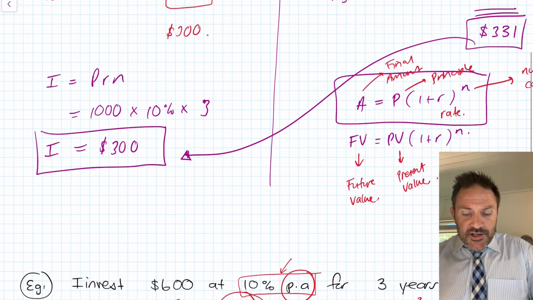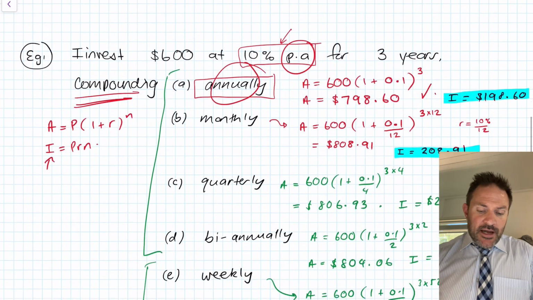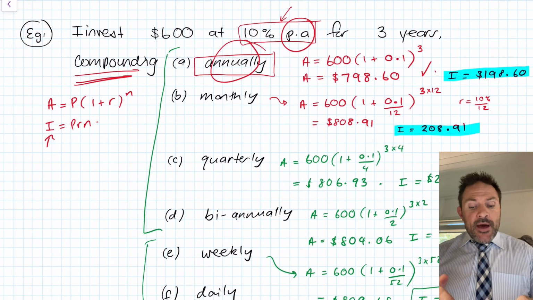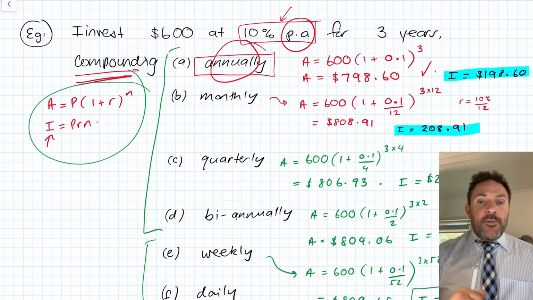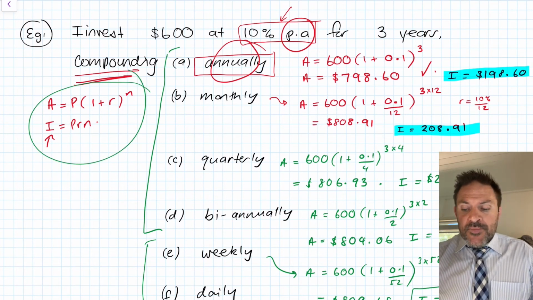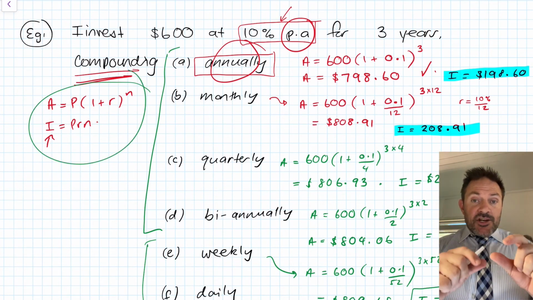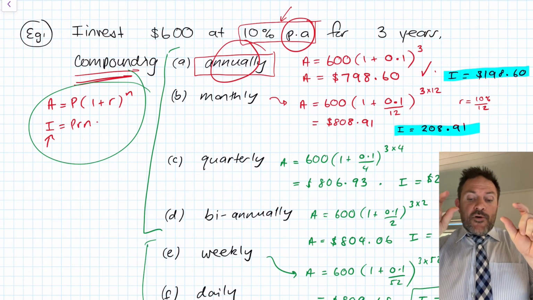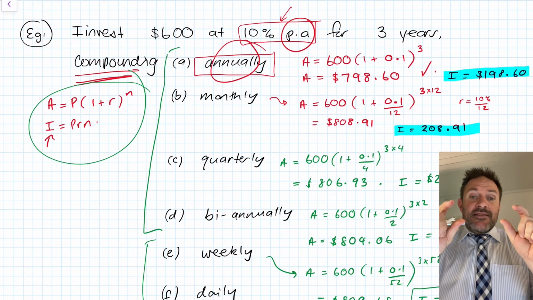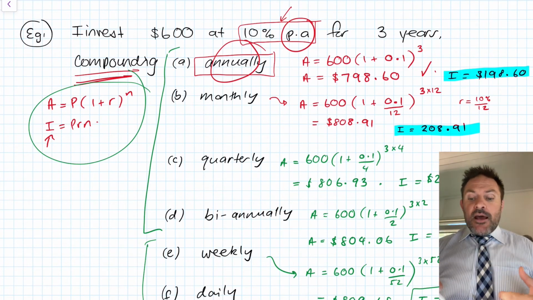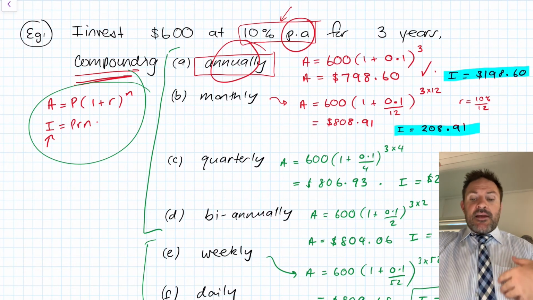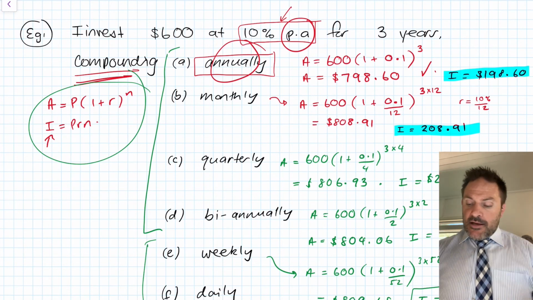So in these questions, okay, I'm going to come back to this one here. Always look for that word compounding. If it's compound interest, we know we're using this formula here. Very, very important: if the interest rate, percent per annum, and the compounding rate are not in the same format, we need to change them. And that often will mean timesing the number of years by something and the percent per annum by something.